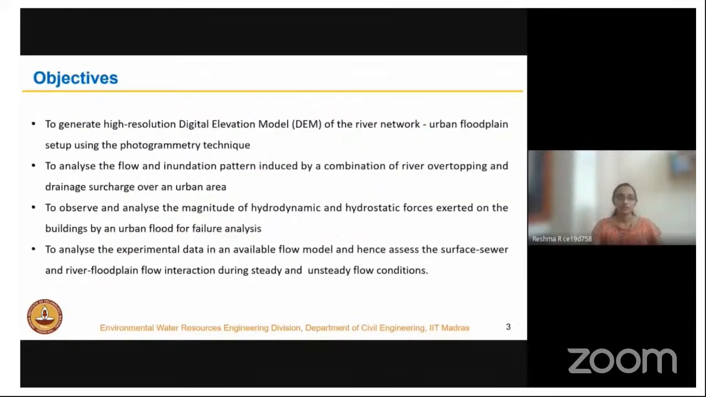Objectives formulated for the research, depending on the literature review conducted, are as follows. To generate a high-resolution digital elevation model of the river network urban floodplain setup using the photogrammetry technique, to analyze the flow and inundation pattern induced by a combination of river overtopping and drainage surcharge over an urban area, to observe and analyze the magnitude of hydrodynamic and hydrostatic forces exerted on the buildings by an urban flood for failure analysis, to analyze the experimental data in an available flow model and hence to assess the surface sewer and river floodplain flow interaction during steady as well as unsteady flow conditions.